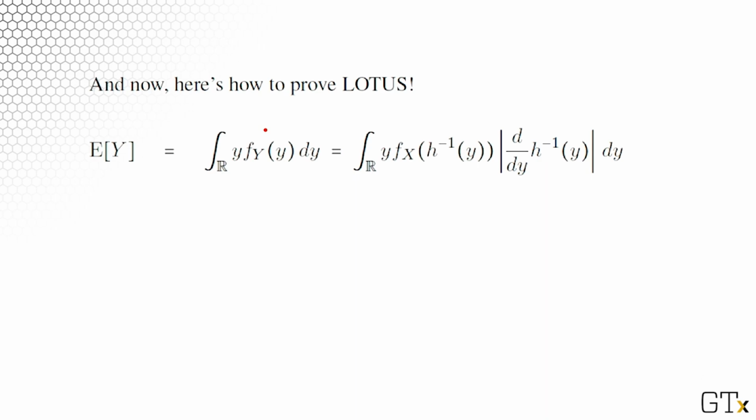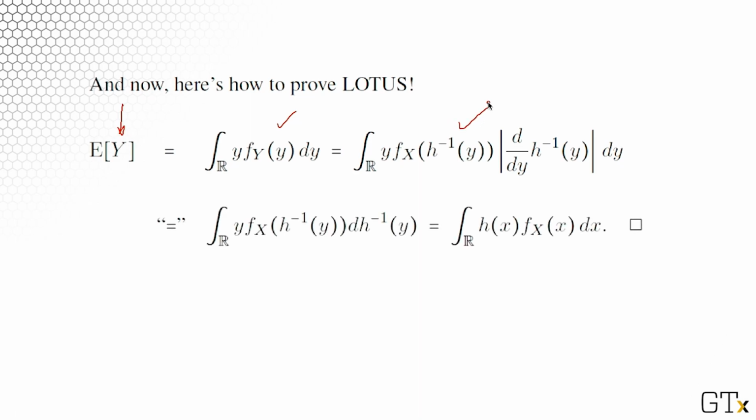So here's the expected value of Y. Remember, Y equals h of X. That's what LOTUS is, the expected value of Y. This equals, by definition, so I haven't invoked LOTUS, I'm going to prove it here. By definition, this is the integral over the real line of y times the PDF of Y. That's the step right here. I plug in, using the chain rule expression from the previous page, that awful mess from the last page. That's what that mess is.